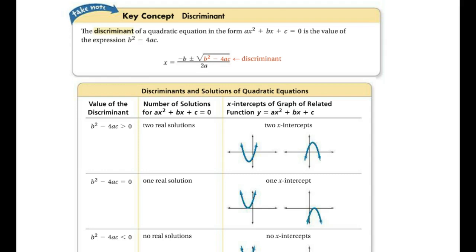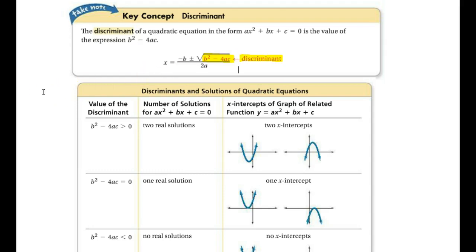So now that we've had the opportunity to practice using the quadratic formula a couple times, let's talk about another application of using the quadratic formula, and that's called the discriminant. The discriminant of a quadratic equation is the expression underneath the radical. So b squared minus 4ac is called the discriminant.